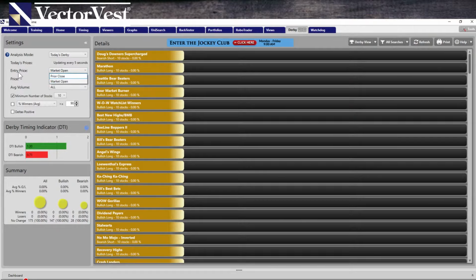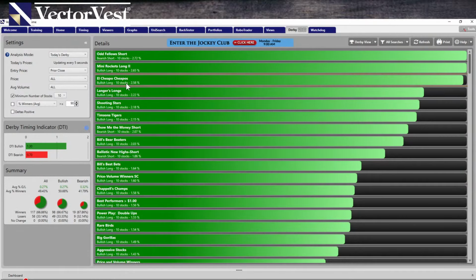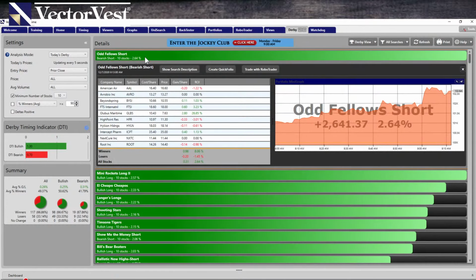Now, to answer Con's question, prior close, I can see what stocks are moving from Friday's close until right now, which incorporates the pre-market. All right, so now I can see that Odd Follows Short is at the top of the list pre-market, and we can see all of these searches are based on a portfolio of 10 stocks. I can see what the equity curve of the 10 stocks are, and then I can sort by ROI or return on investment to see what stocks are doing the best within that overall search.